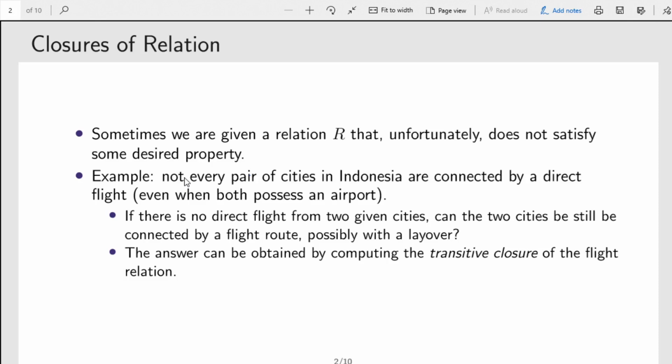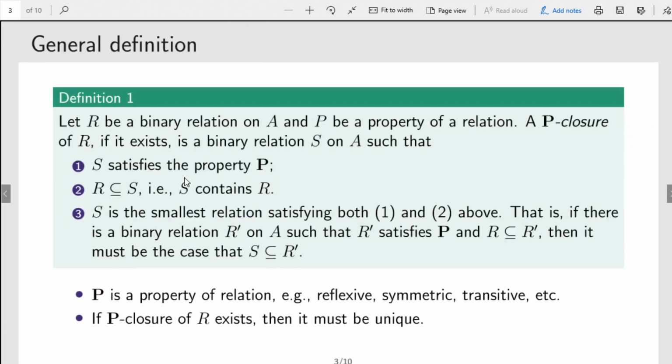Now, in general, we could define a closure with respect to some property of relation. For example, a property of relation is reflexive, symmetric, transitive, and so on. So let's say we have R, a binary relation on a set A. That is, R is a subset of A times A.